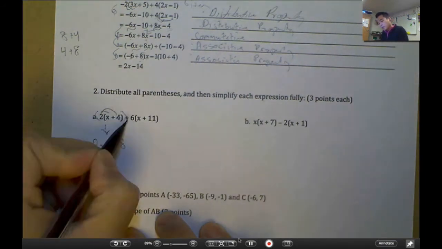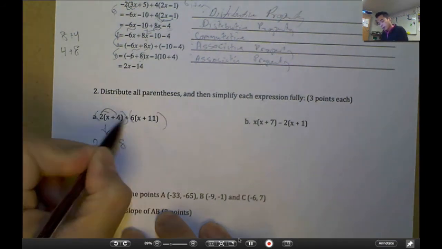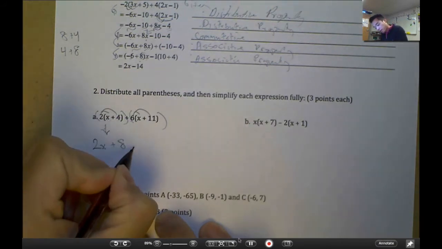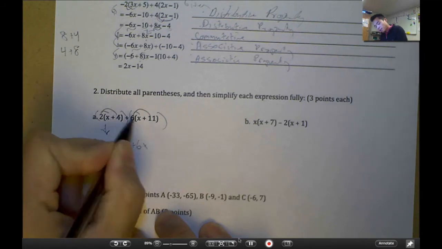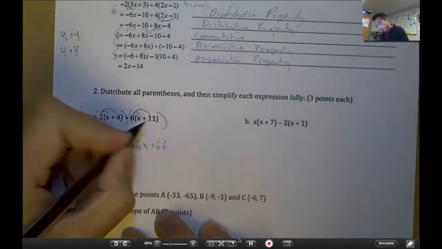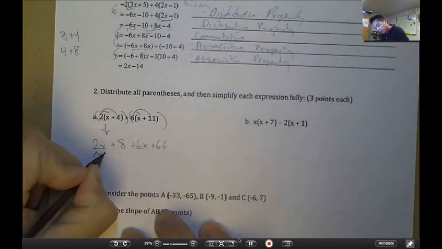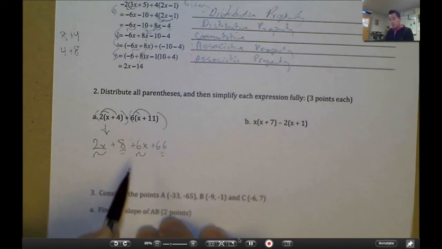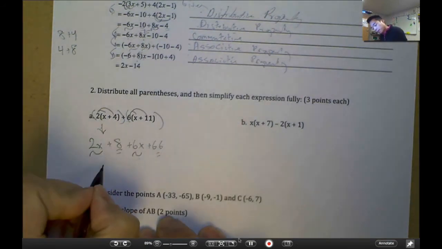And then doing my other side, I have this group right here. So 6 groups of x plus 11 becomes positive 6x. Positive 6 times positive 11 is positive 66. Okay, here I have squigglies and underline. I can tell that I have a positive 6x, positive 2x. I'm going to add those together.